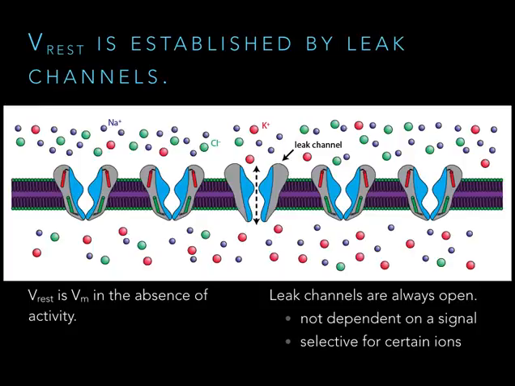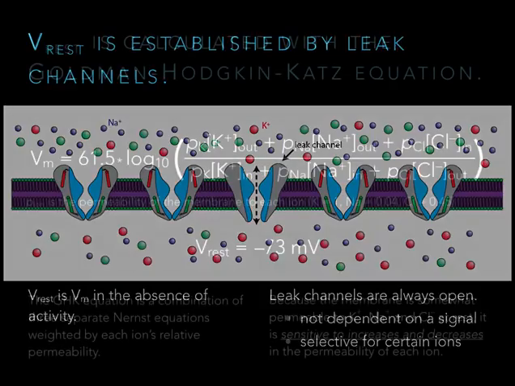Thus, the resting membrane potential has to be determined by leak channels. We can't be dependent on a signal or we're not at rest. But what we should know is that we must be selective for certain ions, otherwise we'd expect our resting membrane potential to be somewhere around 0 millivolts. If any old ion can move through a leak channel, we shouldn't really generate any net current. So this clearly can't be the case. We must have some selectivity for specific ions.